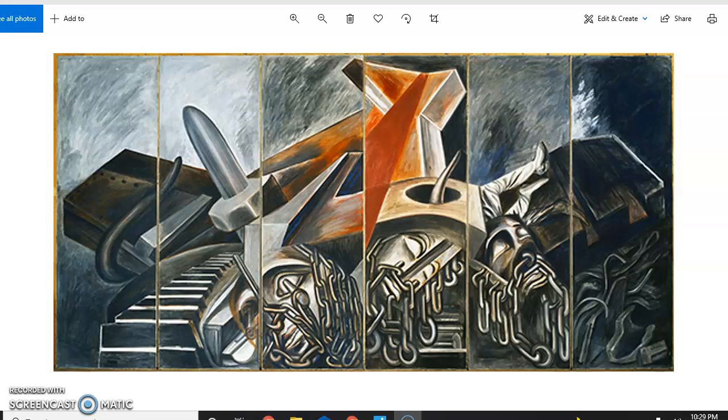Orozco insisted that the mural was not a political statement and said, "I simply paint the life that is going on at the present. What we are and what the world is at this moment. That is what modern art is."